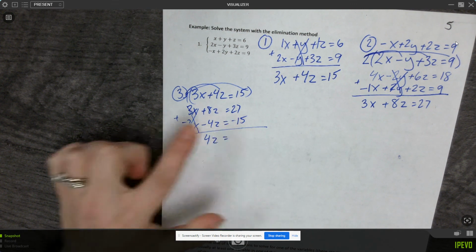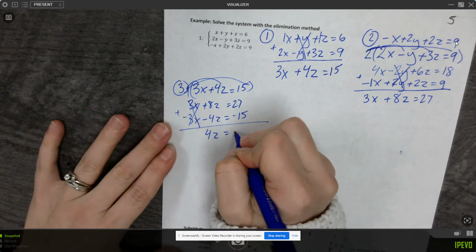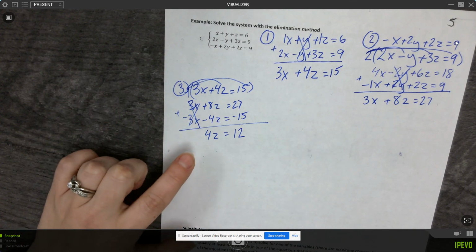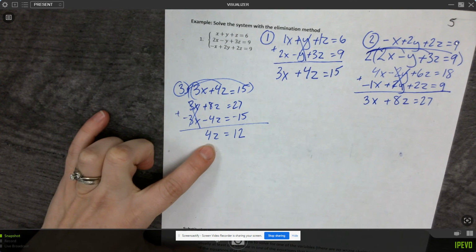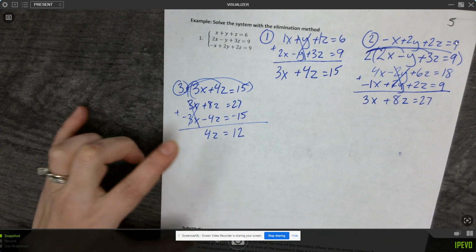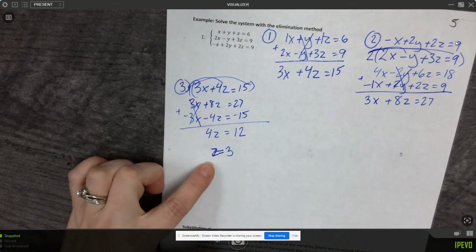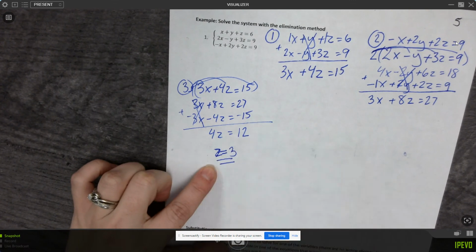Where were we? Oh, 27 plus negative 15 is 12. Okay, now I can solve this equation. 4z equals 12. So z equals 3. There's one of my answers.